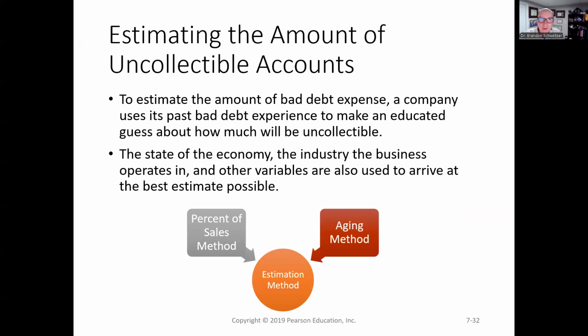So estimating, we can do this in one of two ways. We estimate the bad debt expense based off of our history. The way I do it is the percent of sales method. The other way we can do it is based off of what we call the aging method. The aging method tells us how long it's been since the customers have paid us, or how many days past due it is. Some factors that we take into consideration when making our estimates are the state of the economy and the industry that we're in.